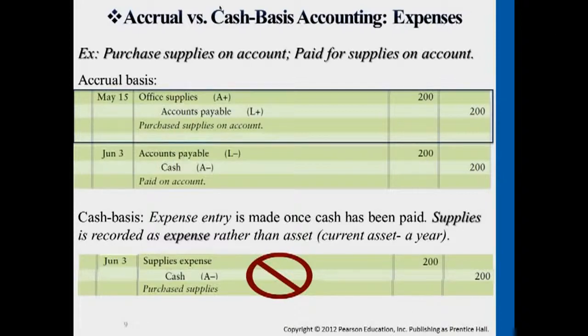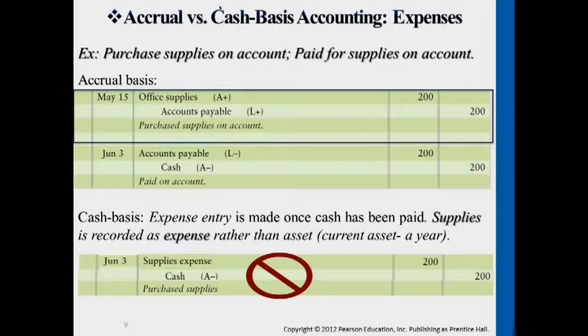Now, have you noticed another difference here in terms of the account names? Supplies expense. So under accrual accounting here, we record the supplies that we purchased, that we haven't used up, as office supplies. Under cash basis, any current asset, any asset that lasts no longer than a year, is directly recorded as an expense account. So there are two differences for expenses.